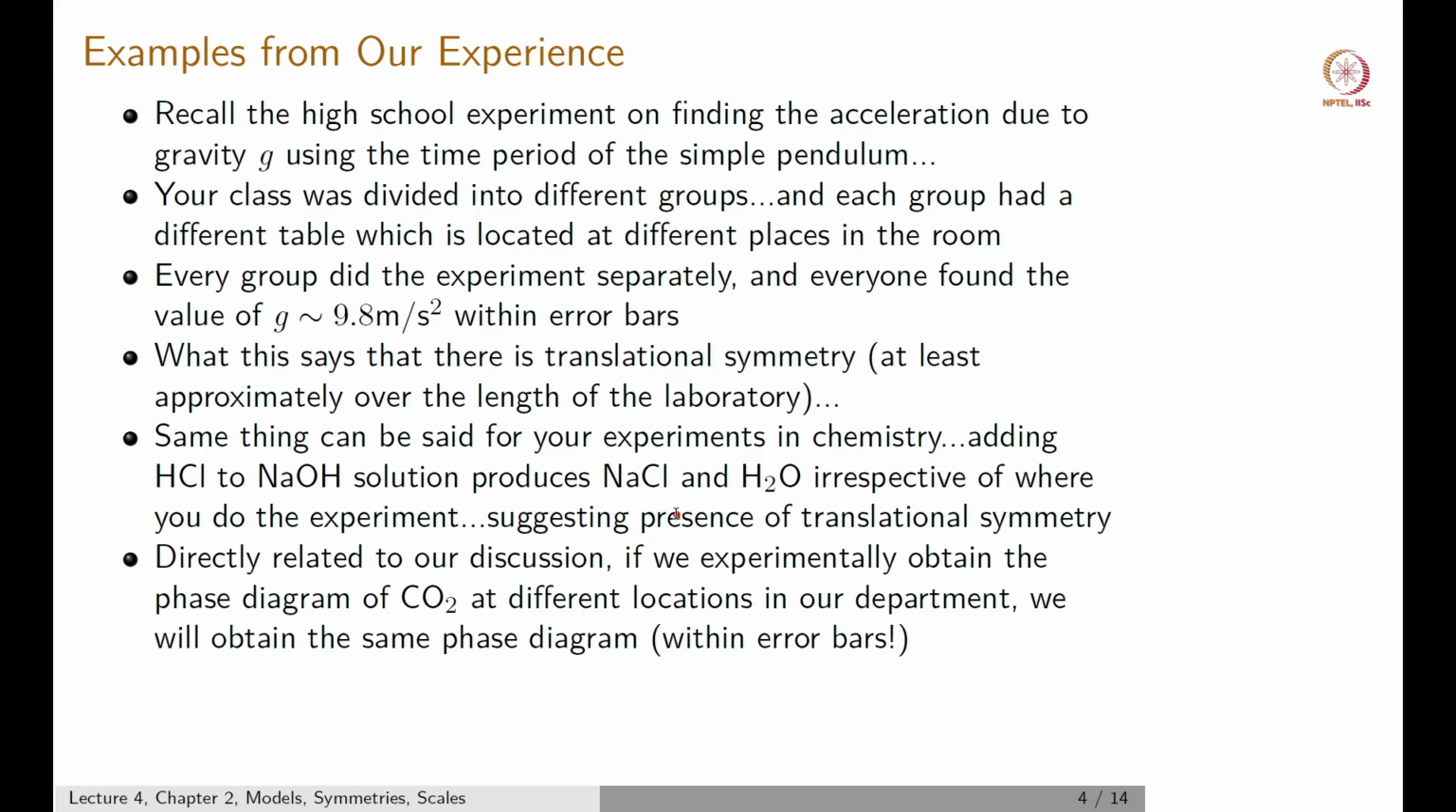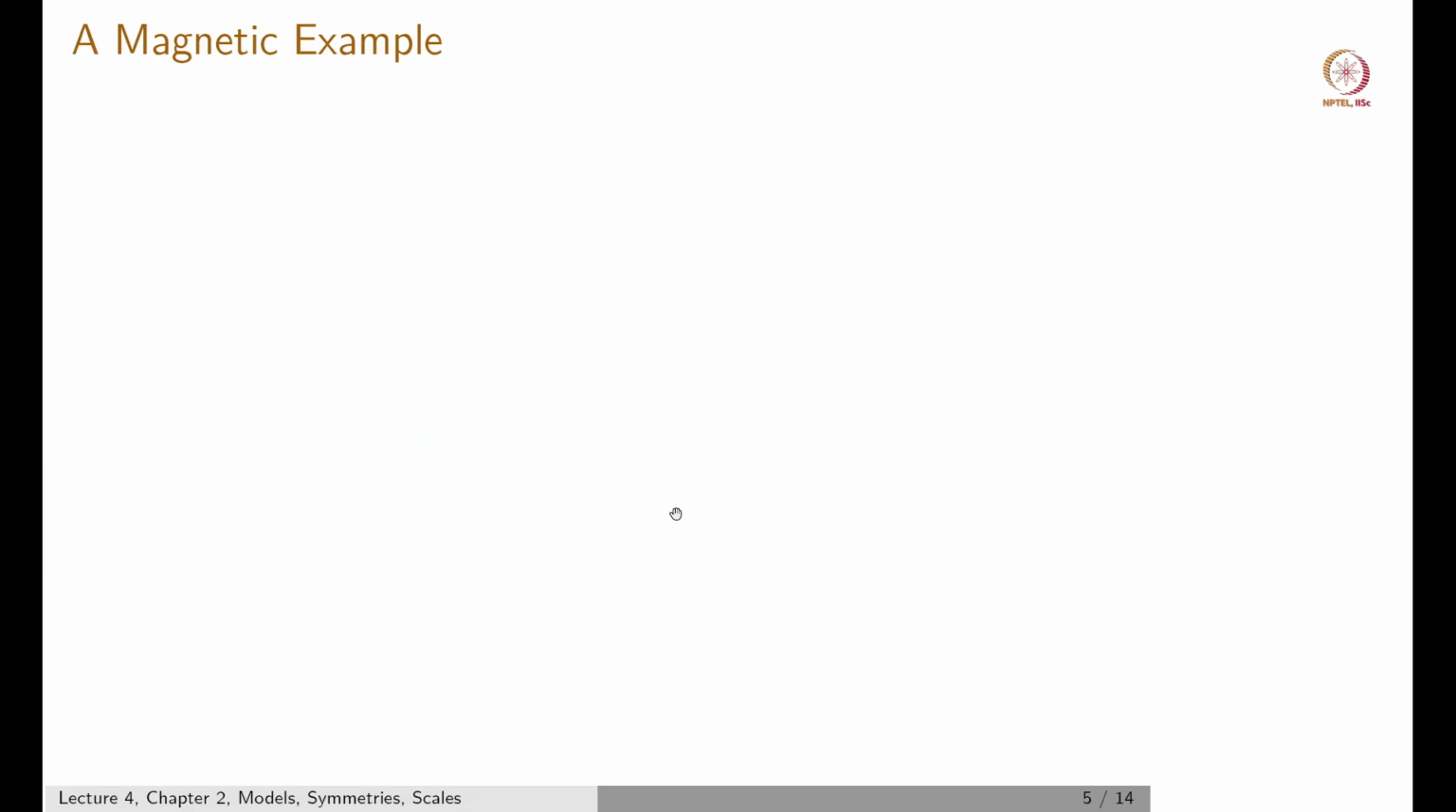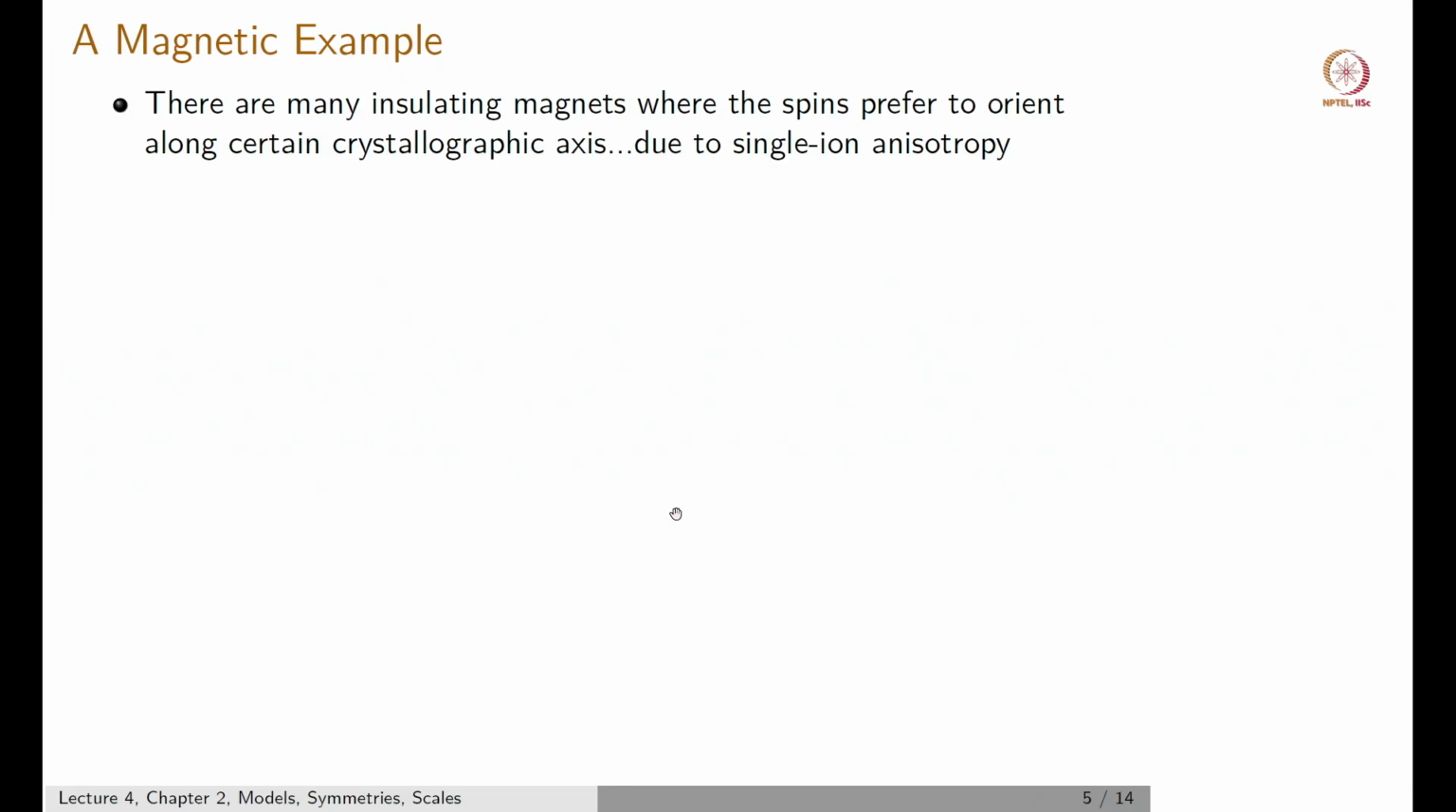Directly related to our previous discussions, the phase diagram obtained by different groups in the same department, for example, will be the same if you take CO2 and do experiments very carefully and in a very controlled manner. So this again suggests that the physics there has some translational symmetry. Okay, so these were examples from laboratory experiments we have done. So we'll move on to a magnetic example.